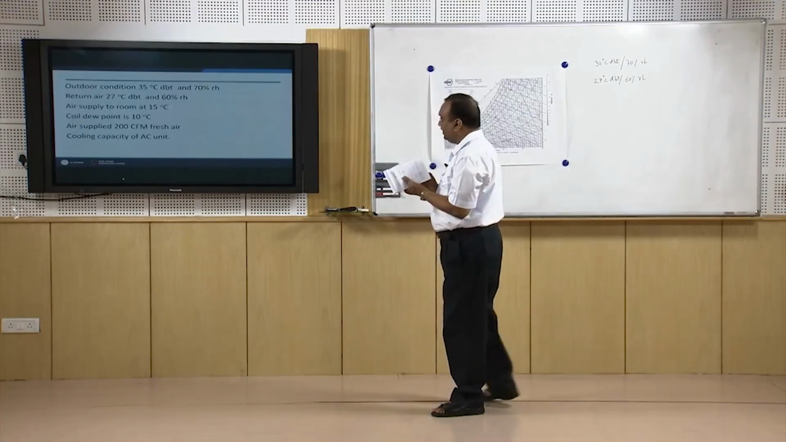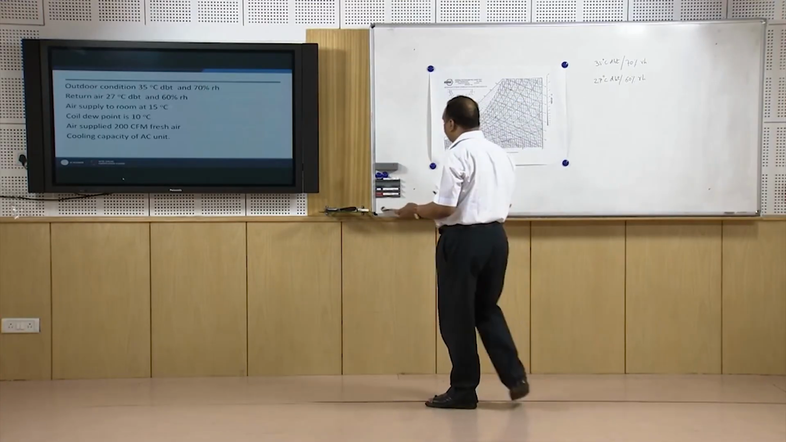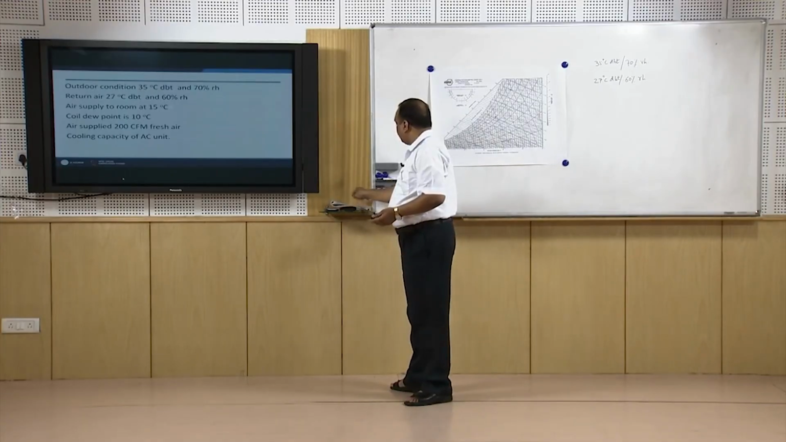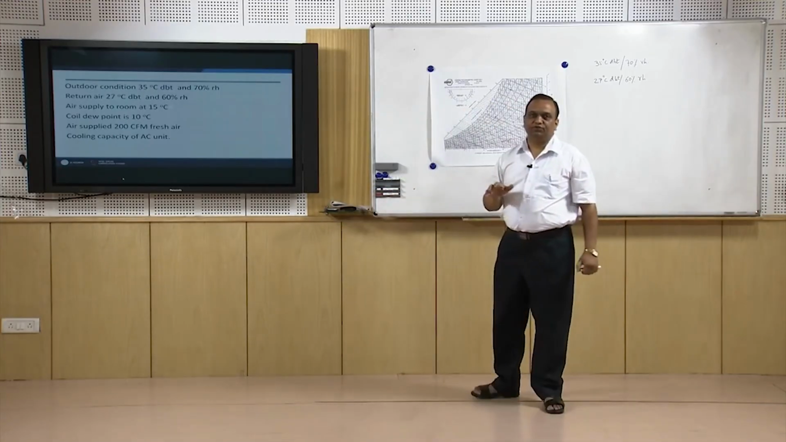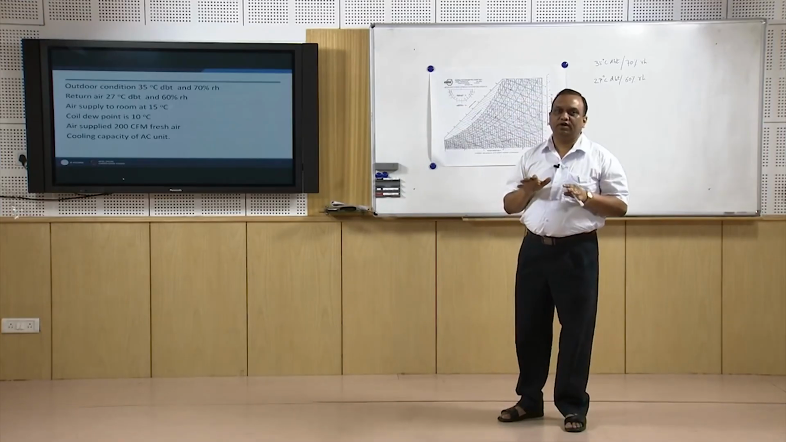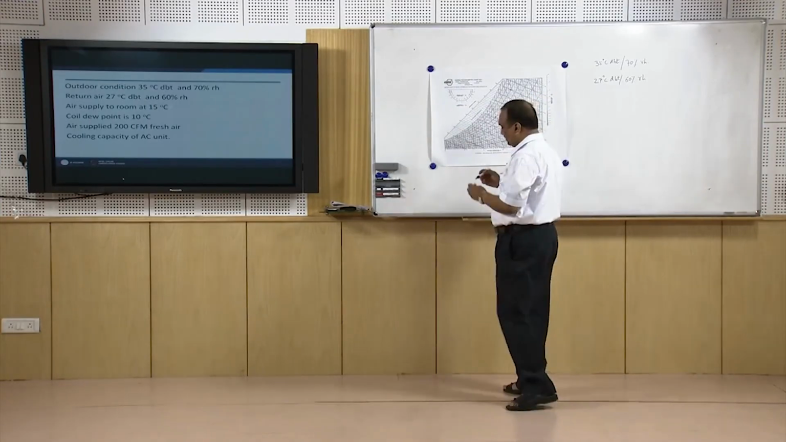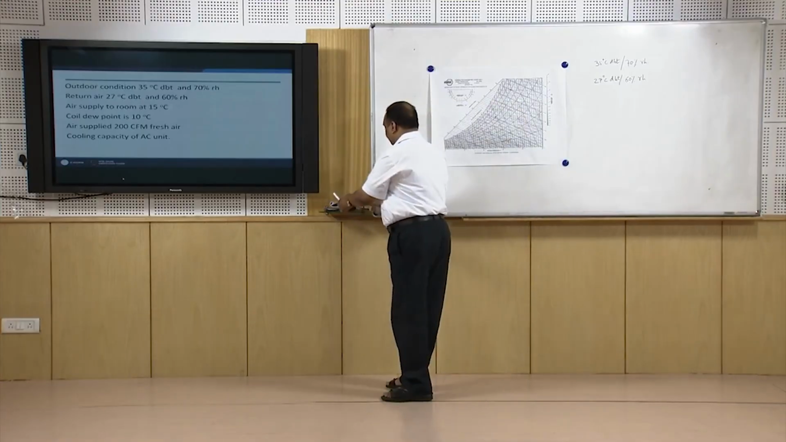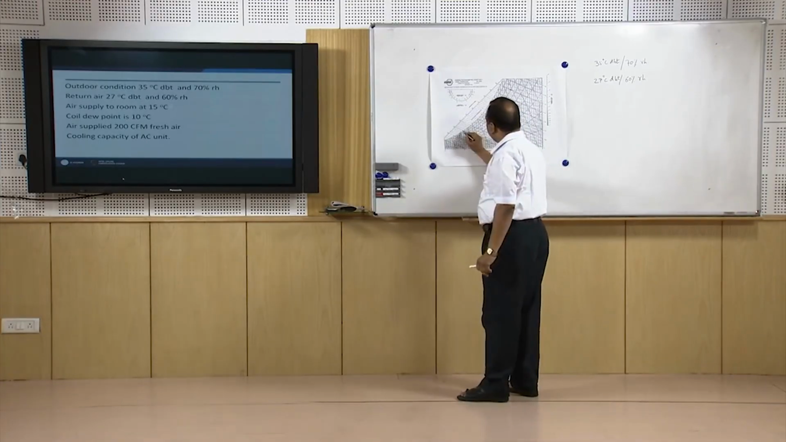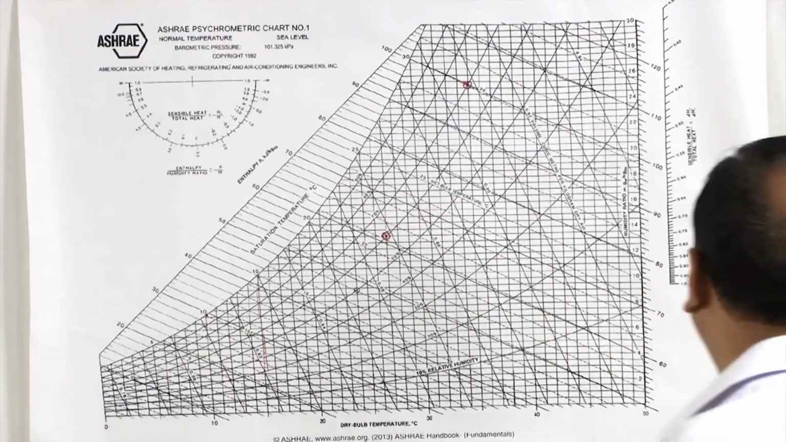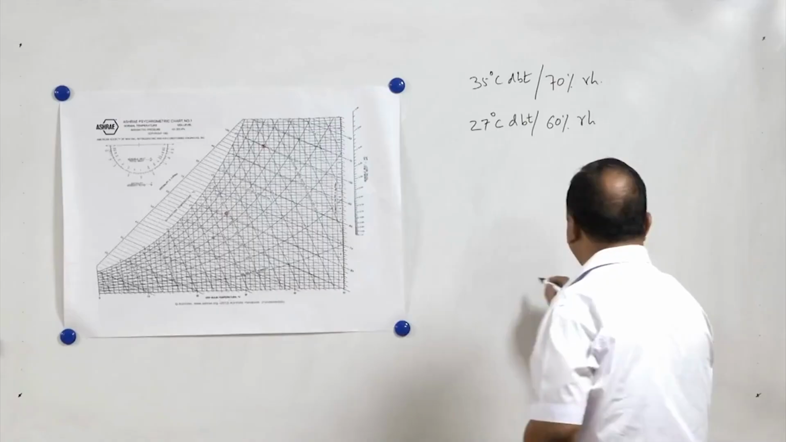Coil dew temperature is 10 degrees. Now coil dew temperature is a new word here. Coil dew temperature means coil temperature. It is assumed that when the condensation over the coil takes place, air becomes 100% saturated if there is no bypass of air. So it is 10 degrees centigrade. I will draw this diagram on the board also.